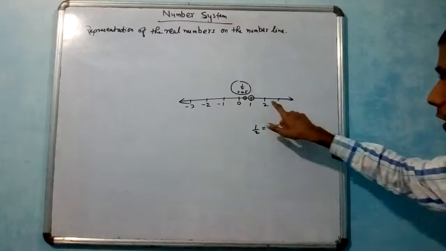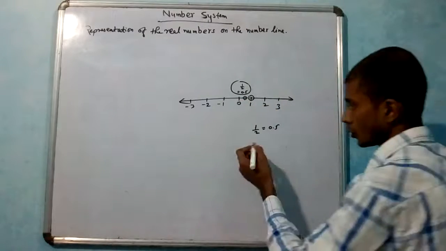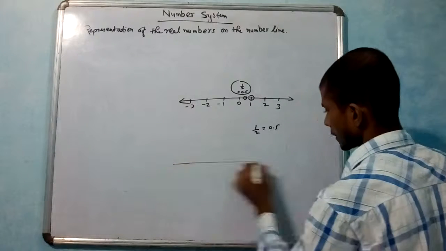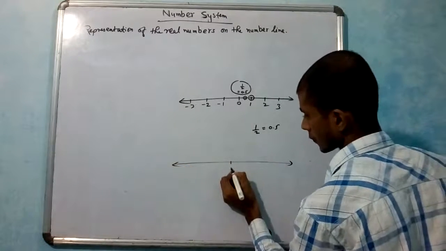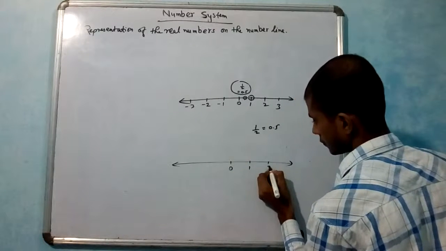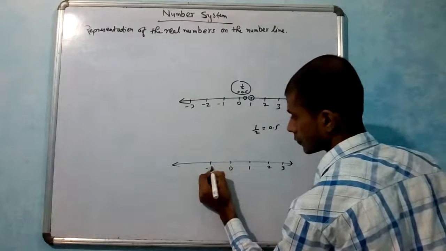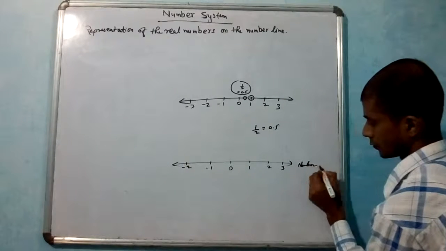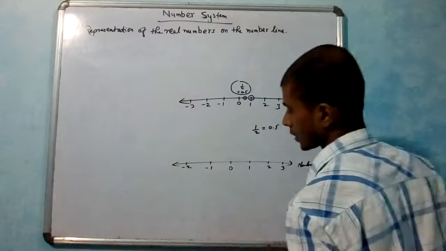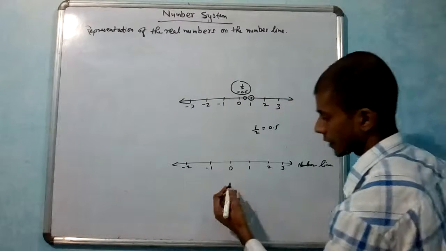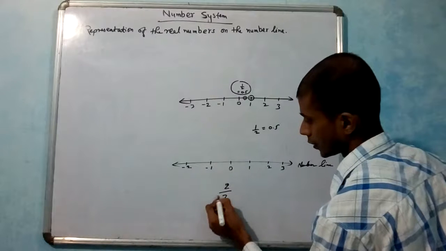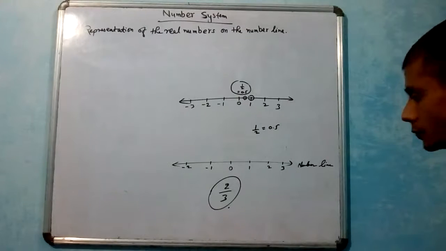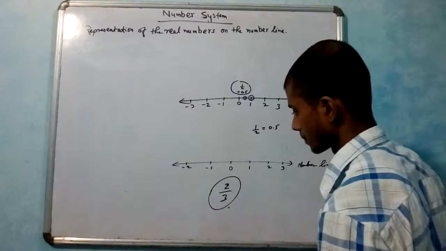So we know how to represent these complete numbers. Now we don't know, or let us see how to represent this, like a number line. So how to represent the fractional values? For example, 2 by 3. How to represent this 2 by 3 on the number line? So that we will see.